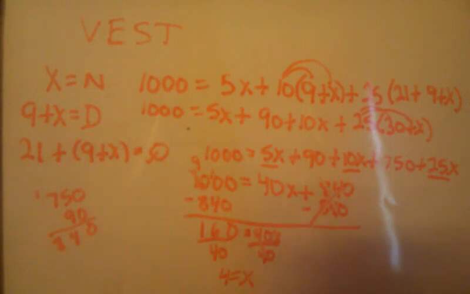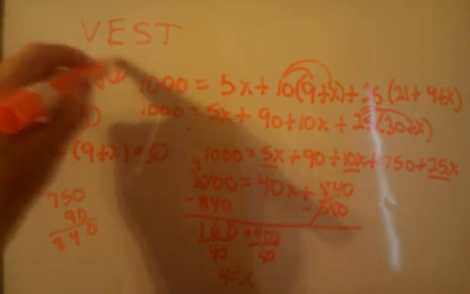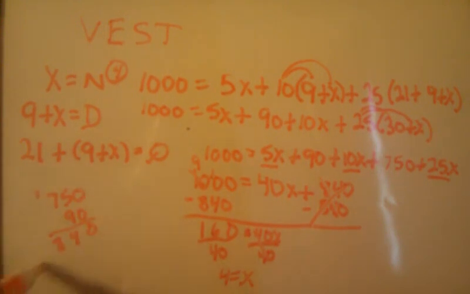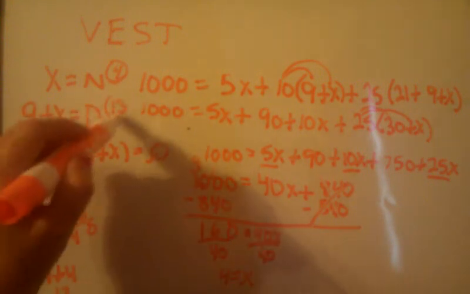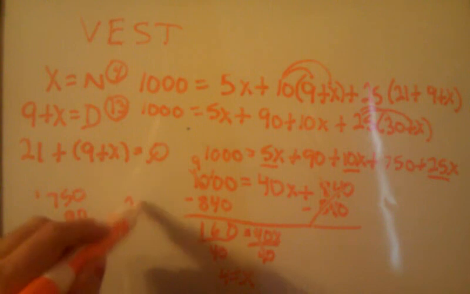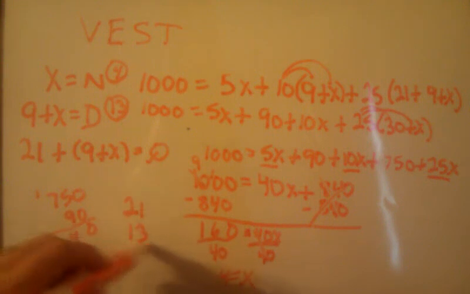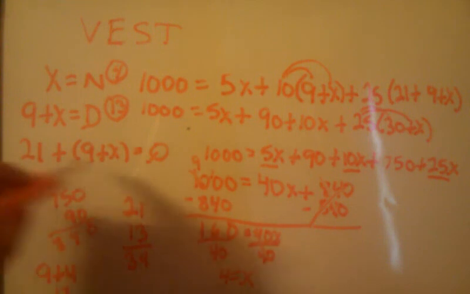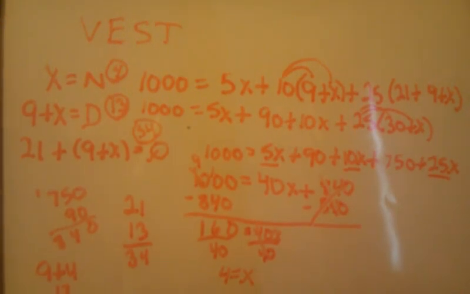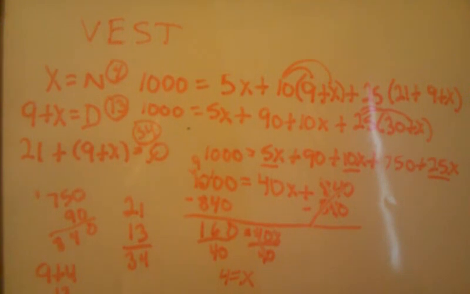It's not writing very well, is it? Dimes, I have 9 plus x. 9 plus 4 is 13, so I have 13 dimes. And I have 21 plus however many dimes there are. So 21 plus 13 is 34. So I have 34 quarters. Is that what you came up with? 4 nickels, 13 dimes, and 34 quarters.